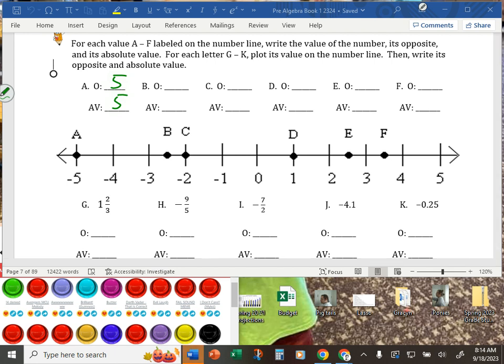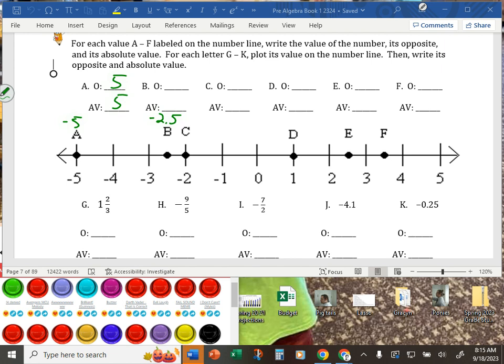Letter B. What's the value of letter B? This one's kind of labeled for us, so we'll put the value of A right above it. What's the value of letter B? Think about what two numbers it's between, and about how far between those two numbers it is. What do you think, Aiden? Negative 2.5. Good job. Negative 2.5, either way is fine.